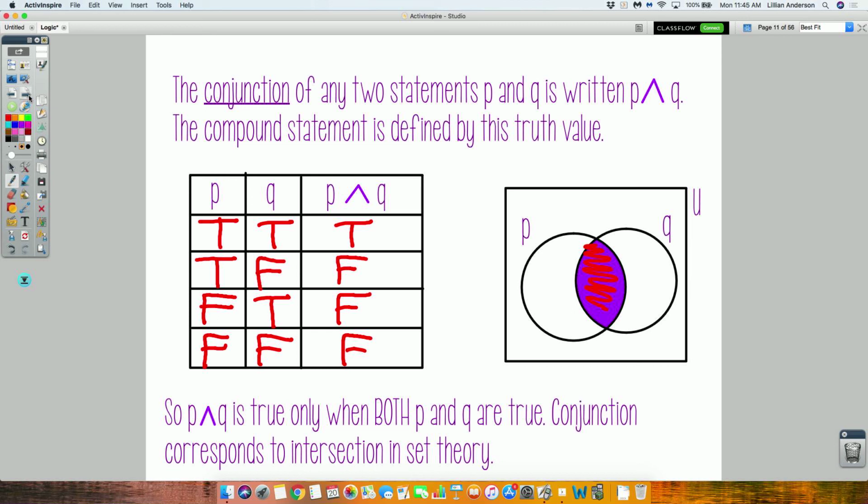Wait, but like for false false, wouldn't like a double negative just... Not with the conjunction.